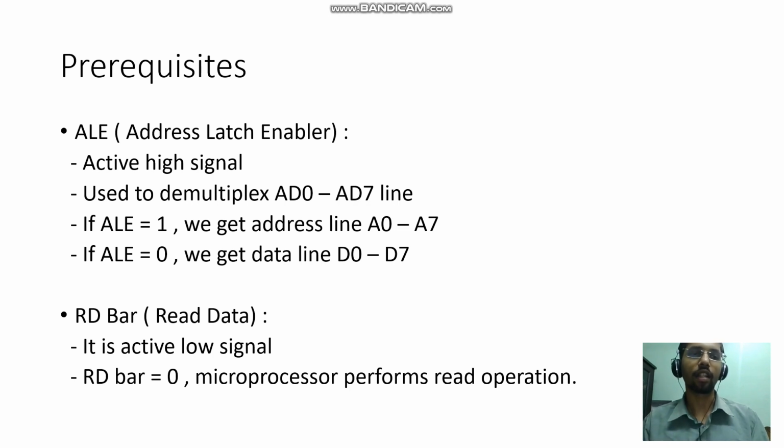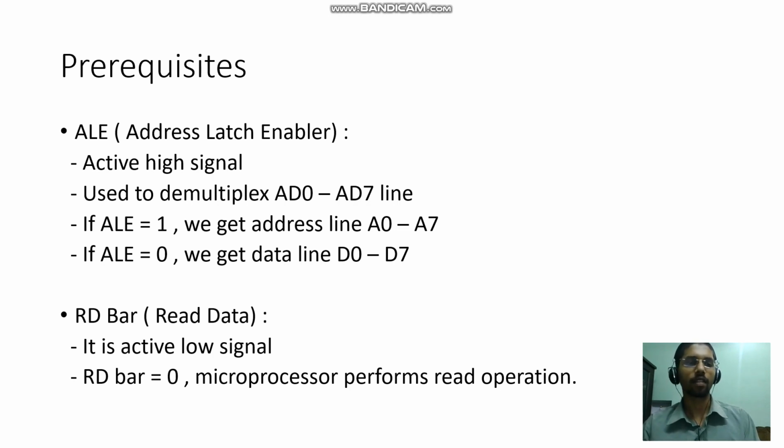If ALE is 1, that is if it is high, then we get address lines A0 to A7. And if ALE is 0, we get data lines D0 to D7. So to differentiate between the data lines and address lines, depending upon which we want to get, we can use this address latch enable.